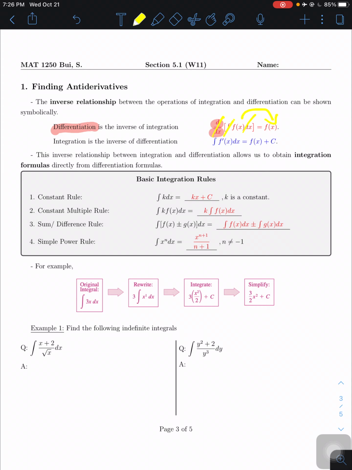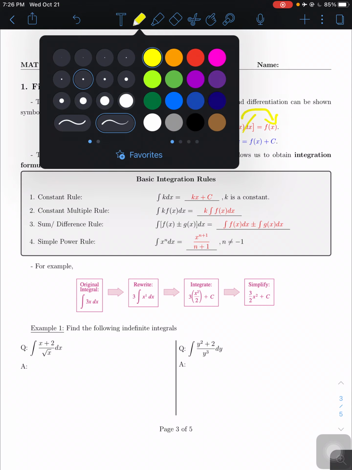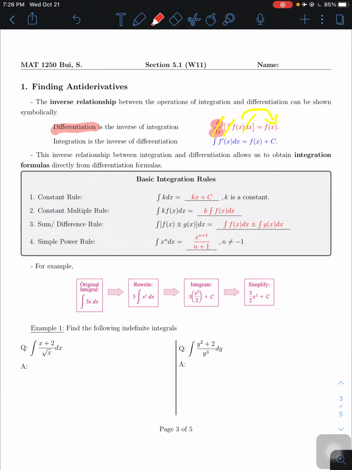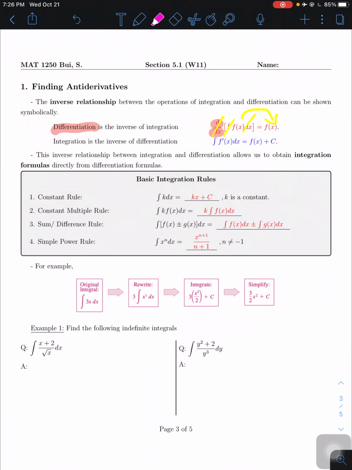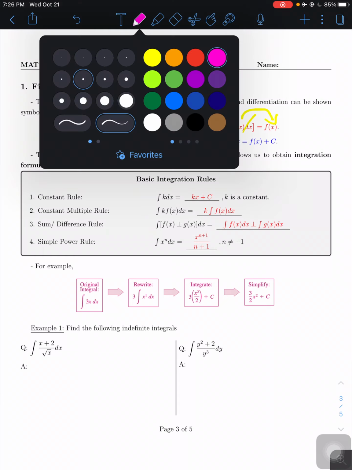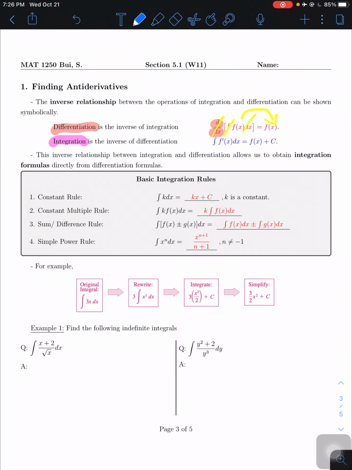Okay, and then the other way around, we have integration. So let's do this one in pink. Integration is the inverse of differentiation. So what does it mean? It means that, in blue, when you take the integral together with the derivative, they cancel out, and then you have the same function. But to compensate for the missing integral, the dx will have to be canceled out, right?